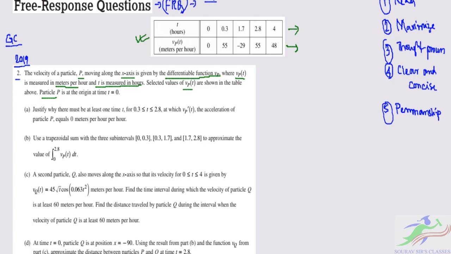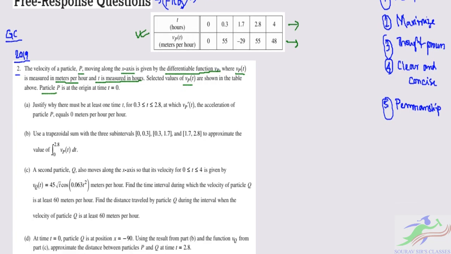Part A is asking: justify why there must be at least one time t for 0.3 ≤ t ≤ 2.8 at which vP'(t), the acceleration of the particle P, equals 0 meters per hour squared. So that is the first part. So this is part A.